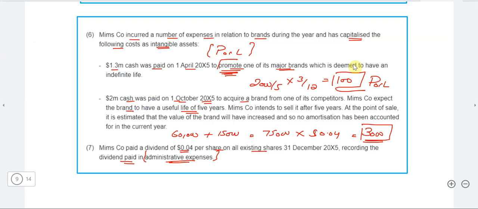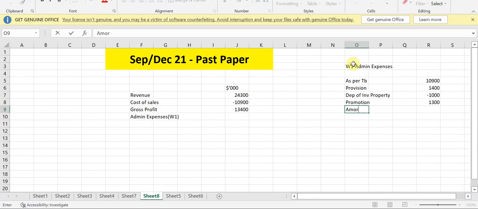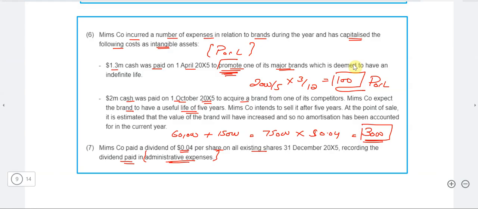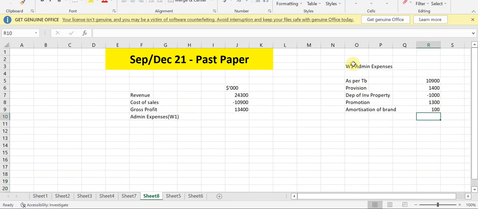All right, then we have the amortization of brand, which is 100 expense being recorded. Then the last point, the dividends, which should not be expensed out. It is a deduction from retained earnings. So dividends of 3000 should be removed from here.